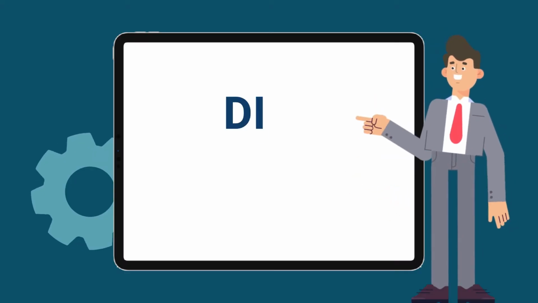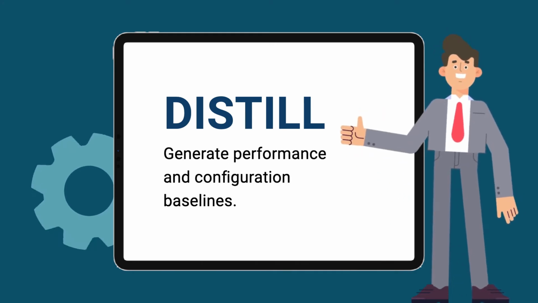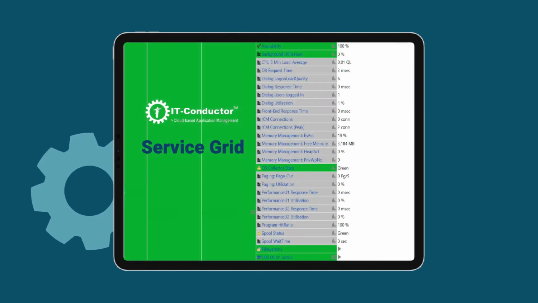Now for the next stage, or the distill stage, we need to generate performance and configuration baselines that we can use to measure the migration success. You can capture performance metrics directly from the IT-Conductor service grid, where you can see the different resource utilization for CPU, memory, and more. You can also capture the active standby count from the execution log as we've shown earlier, but you have the option to run a script from the CLI to capture the system replication state as part of the configuration baseline.